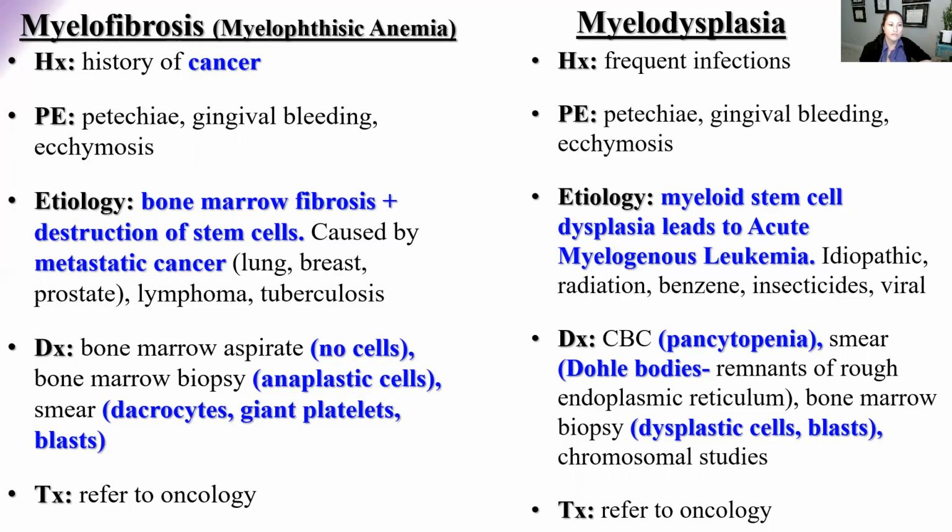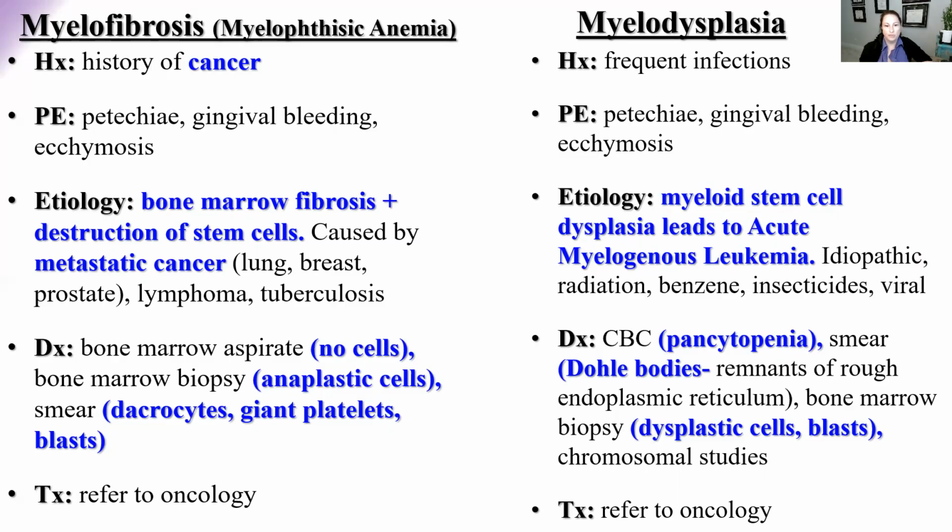This is a fibrosis of the bone marrow and destruction of the stem cells from metastatic cancer, most commonly lung, breast, and prostate. When we do an aspiration of the bone marrow, we'll see that there's no cells, there's nothing growing. On the bone marrow biopsy, you'll see these very deformed and anaplastic cells. And then on smear, you may see those tear-shaped cells, dacryocytes, giant amorphic platelets, and then blasts, which are kind of lazy teenager cells. They don't really do what they're supposed to do.